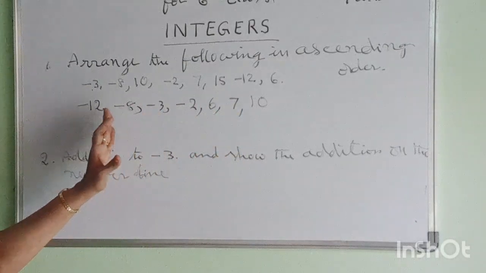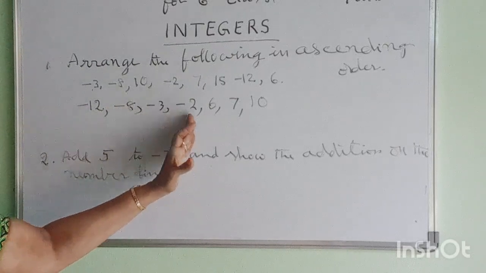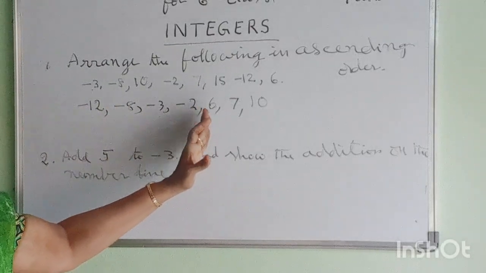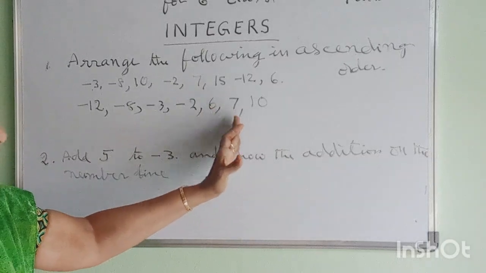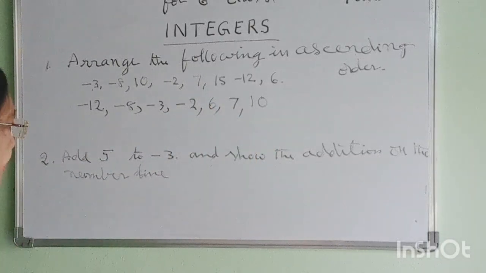So minus 12 is less than minus 8. Minus 8 is less than minus 3. Minus 3 is less than minus 2. Minus 2 is less than 6. 6 is less than 7. 7 is less than 10. So this is the ascending order of the numbers.